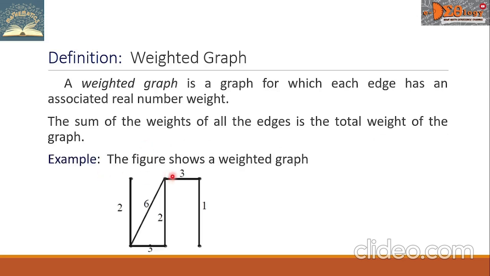Example, the figure shows a weighted graph. This is our graph. Each edge has a weight. For the total weight, we're going to add all the weights. So we have 2 plus 6 plus 3 plus 2 plus 3 plus 1 equals 17.